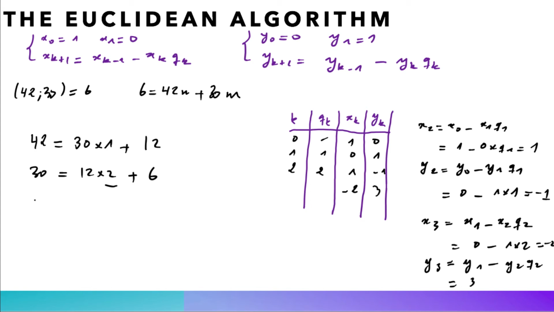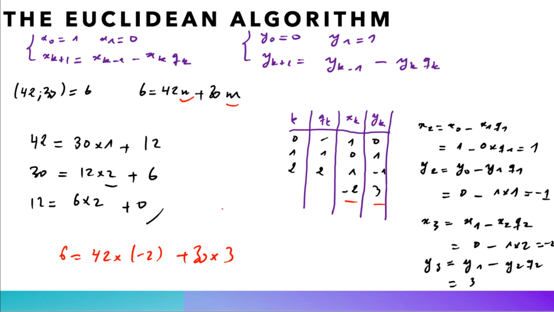Our procedure ends here because if we perform one more division, one gets 12 is equal to 6 times 2 plus 0, and we see that our sequence r_k halts here. This means that our numbers n and m that we're looking for are minus 2 and 3. And you can check by yourself that 6 is equal to 42 times minus 2 plus 30 times 3.